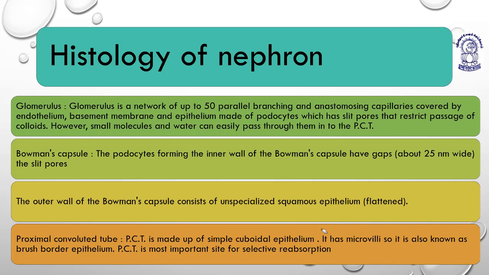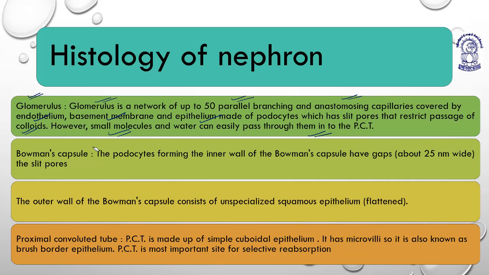Histology of nephron. First, we will study about glomerulus. Glomerulus is a network of around 50 parallel branching and anastomosing capillaries which are covered by endothelium. As I have given you the names, the outer is endothelium, the middle is basement membrane, and the inner one is epithelium made up of podocytes, which has slit pores or filtration pores that restrict the passage of the colloids. However, small molecules and water can easily pass through them into the proximal convoluted tubule.